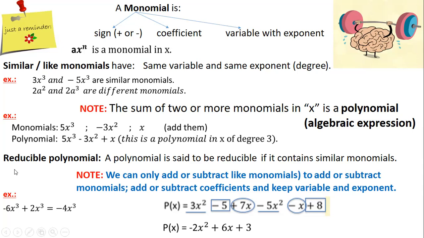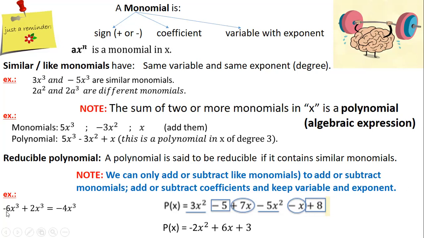What do we mean when we say a reducible polynomial? A polynomial is said to be reducible if it contains similar monomials. So if in a polynomial we have similar monomials, we can reduce these similar monomials together. We can add them or we can subtract them. But as a note also, we can only add or subtract like monomials. To add or subtract monomials, we add or subtract their coefficients, and we keep their variable and exponent.